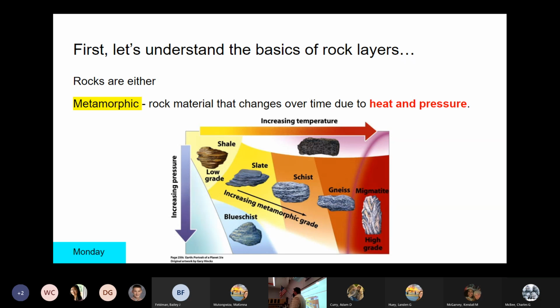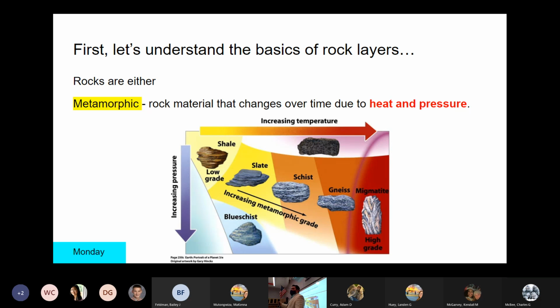Common examples of metamorphic are things like marble. That's a really common one that you guys probably have at home. Granite countertops in your sink, those are metamorphic rocks. Metamorphic rocks are very dense. They are very solid, for lack of a better word. Okay, they're very hard rocks because they've been pushed together with heat and pressure.